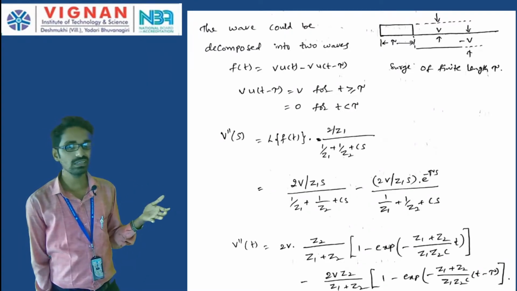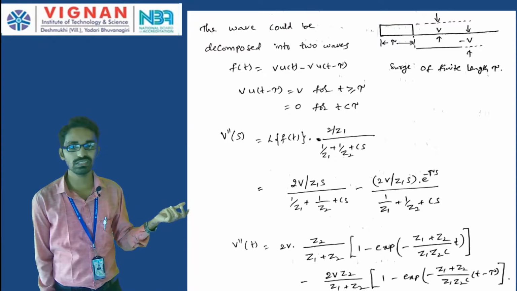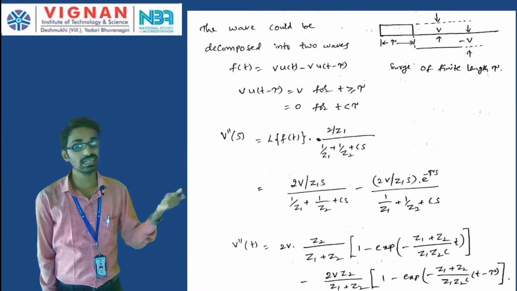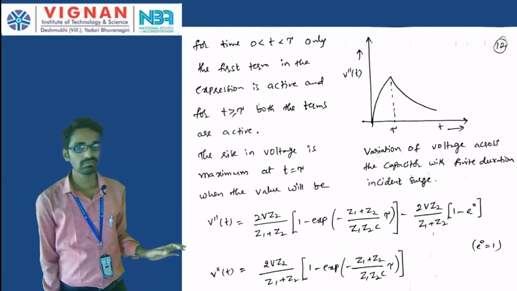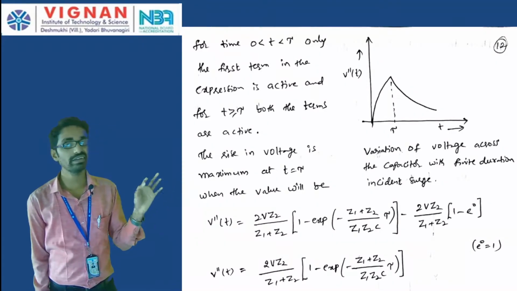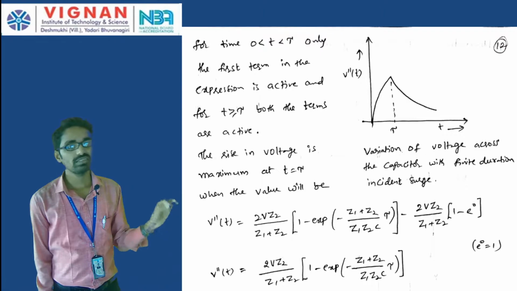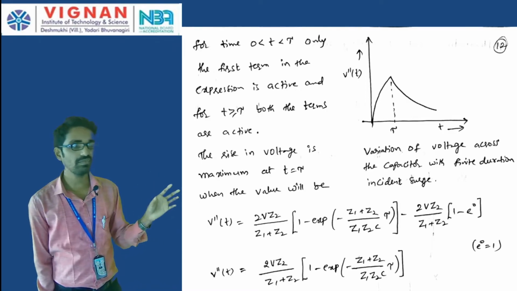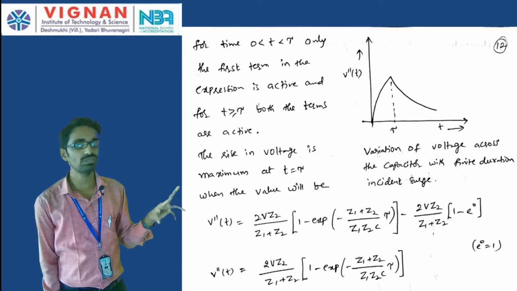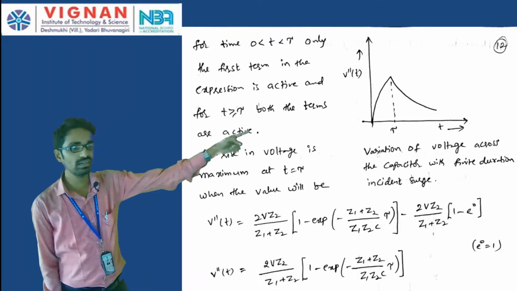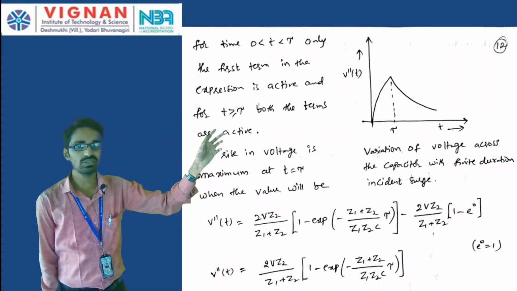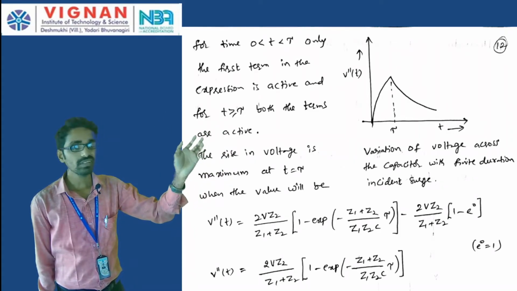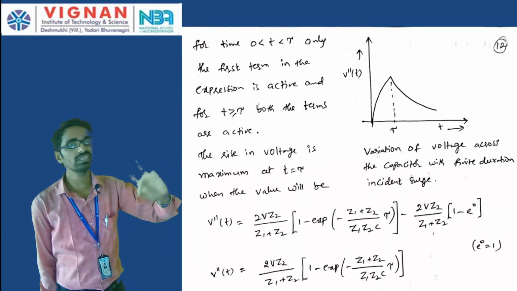So you have the first exponential term as a function of t, and the second exponential term as a function of t minus tau. The next one is, for time 0 less than t less than tau, only the first term is active. If I consider the time t from 0 to tau, as you see in the graph, only the first term is going to be available, and for t greater than or equal to tau both the terms are going to be active.